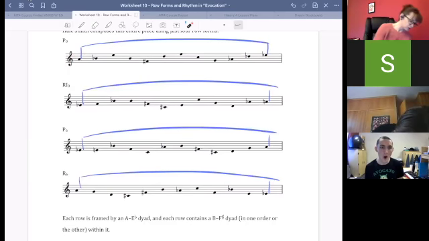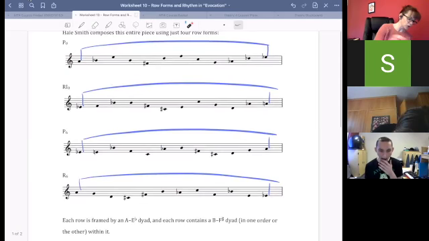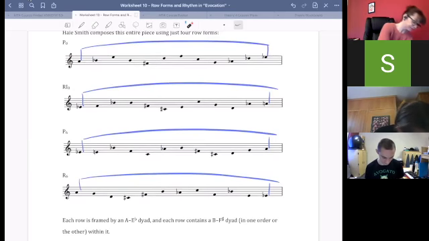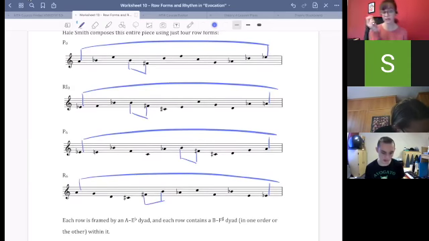Interesting feature number 2 is that all 4 of these rows also contain a single dyad that always happens in one order or another. And that is the B and the F sharp. So all 4 of these rows have a B and an F sharp together. Sometimes they're in the reverse order, like that one, but they all have this dyad.